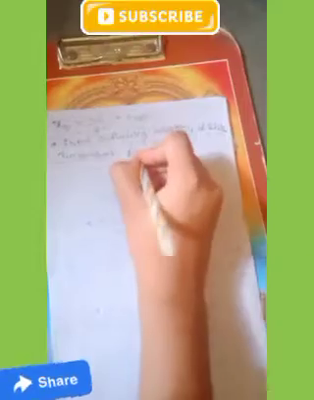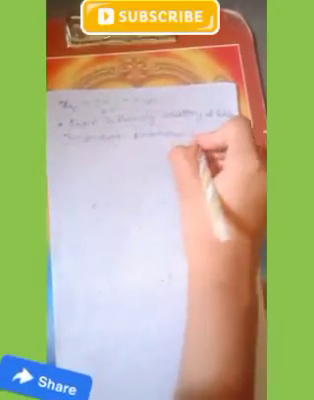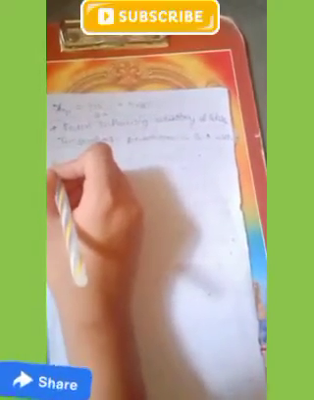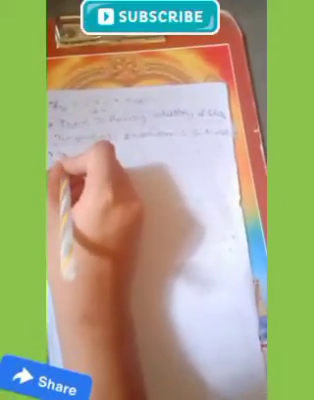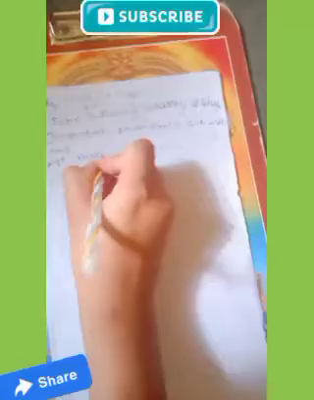Here dissolution is endothermic. Solubility increases with increase in temperature. Example: NaNO3, NaCl.